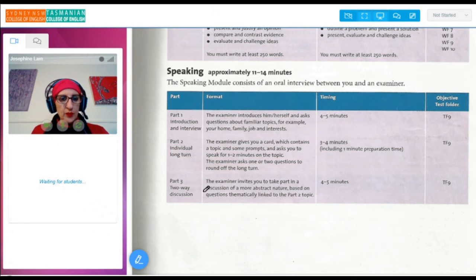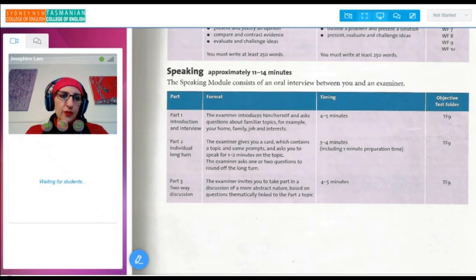Part 3 is a two-way discussion. The examiner invites you to take part in a discussion of a more abstract nature based on questions thematically linked to the part 2 topic. And this will last between 4 and 5 minutes. Now, for me, this part was actually easier. Because, whereas I had difficulties before because I couldn't think of a toy that I had when I was a child, in this part the question related to it was something along the lines of, why do you think playing is important for children?